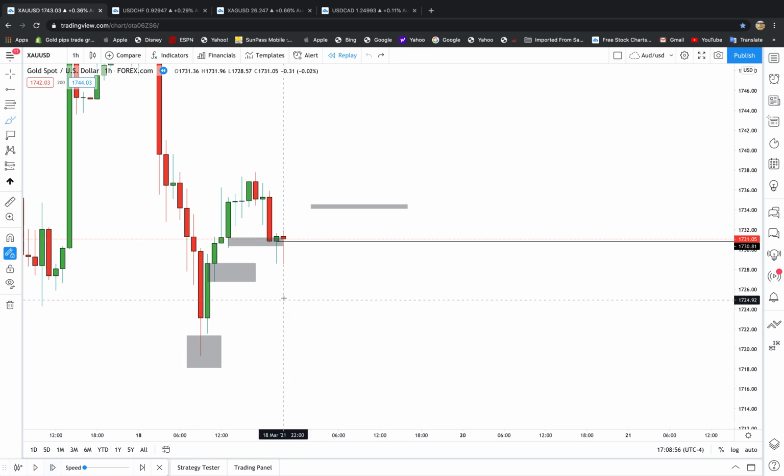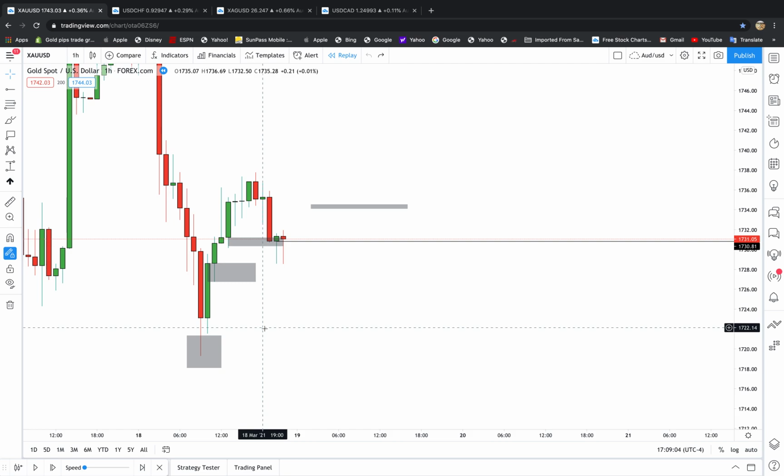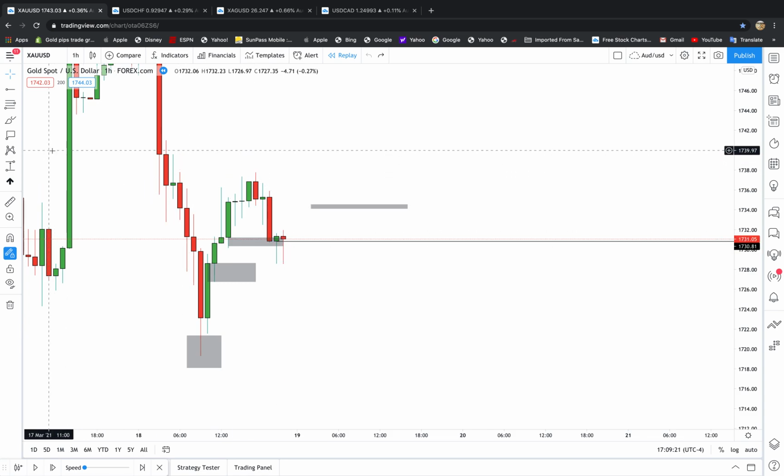This is another reason why you wait, because look at these wicks. These are 27 pip wicks. So if you're going in there with a 10 lot, you're already down 2,700. If you're going in with a 5 lot, you're already down 1,300. If you're going in there aggressive, you're already down a good amount of money, right? So that's why you wait.